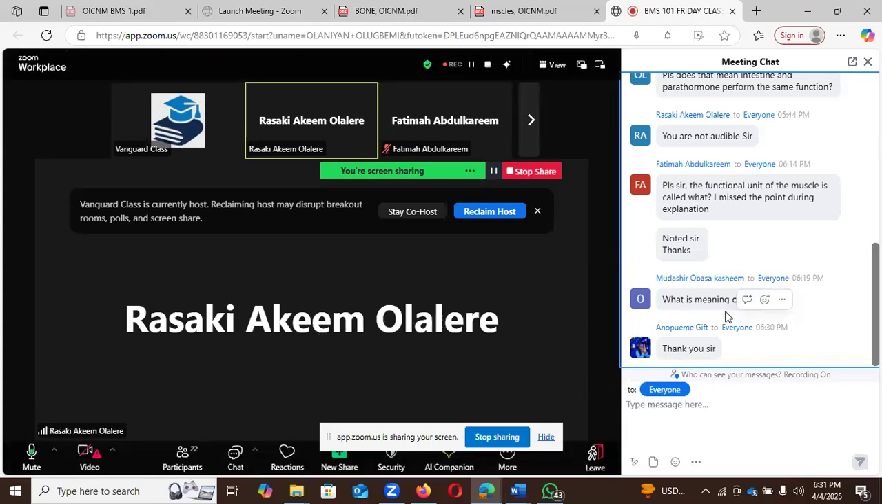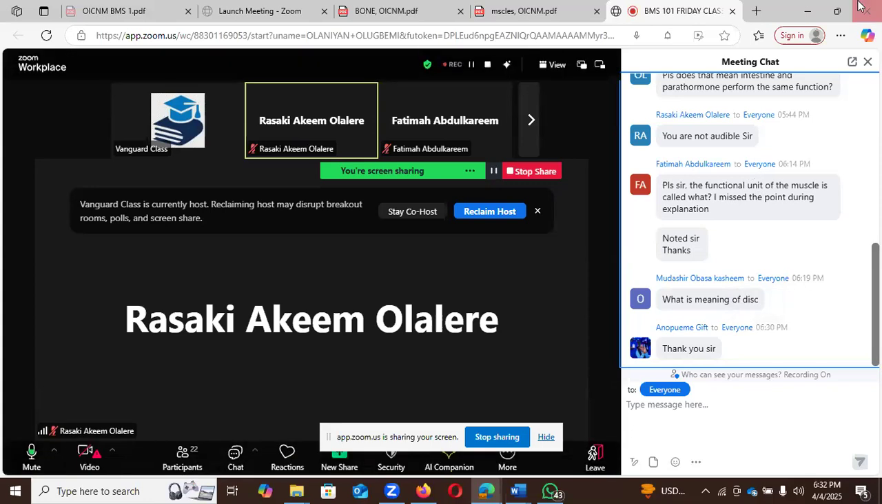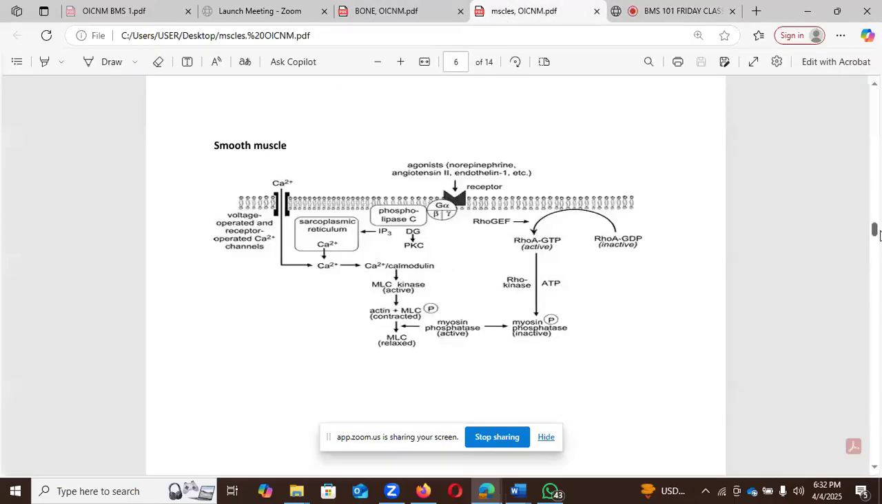Obasa is asking about what an intercalated disc is. And I've explained that the intercalated disc is found only in the cardiac muscle. And I told you the reason: cardiac muscle works continuously and it must not get tired. So the intercalated disc is a type of junction. When you look at cardiac muscle, let me show you. Cardiac muscle is branched.